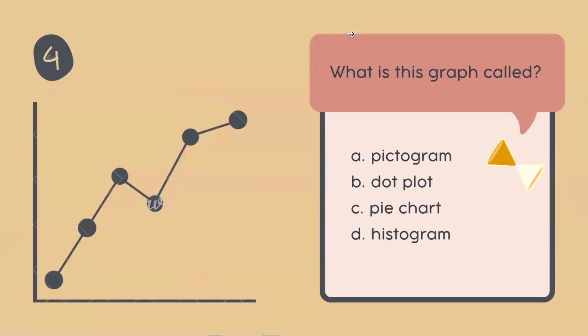Fourth question. What is this graph called? It looks like a trend line, but it has a dot to signify. So we can say dot plot is the right answer. Let's go to the fifth question.